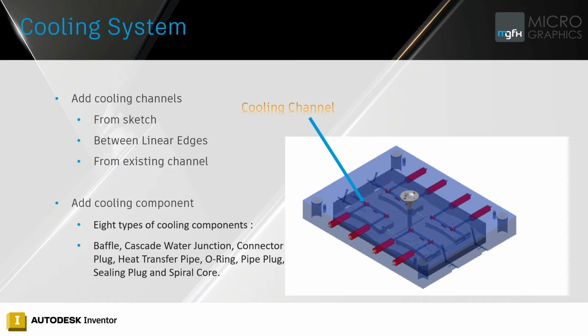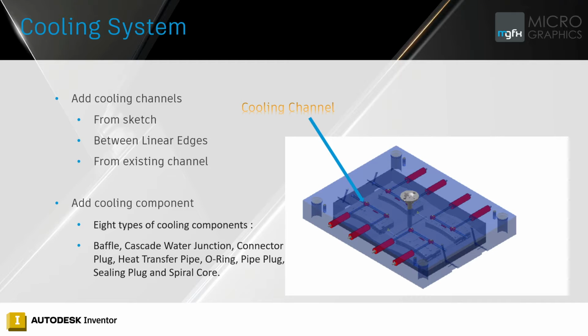So you can see I've highlighted there, they've got these cooling channels, and at the end they've got cooling components. There are 8 types of cooling components that we can add, and they are listed there: baffle, cascade, water junction, connector plug, heat transfer pipe, O-ring, pipe plug, sealing plug, and spiral core.